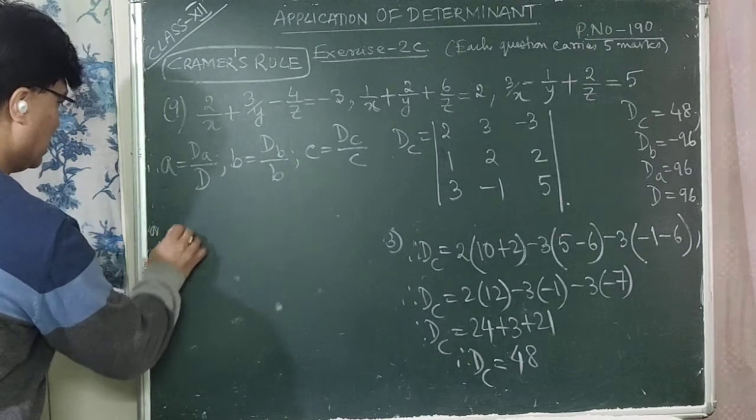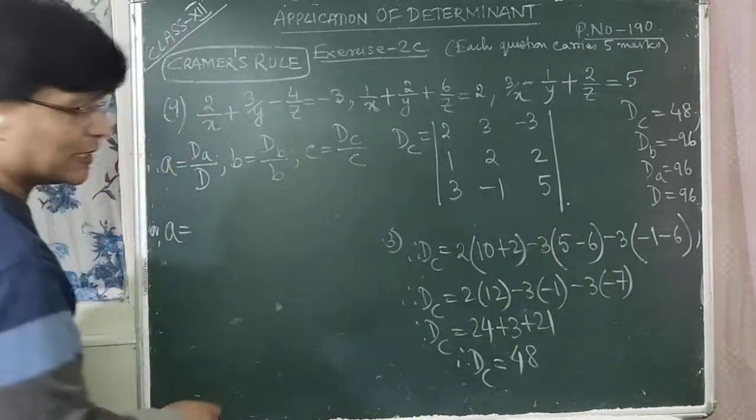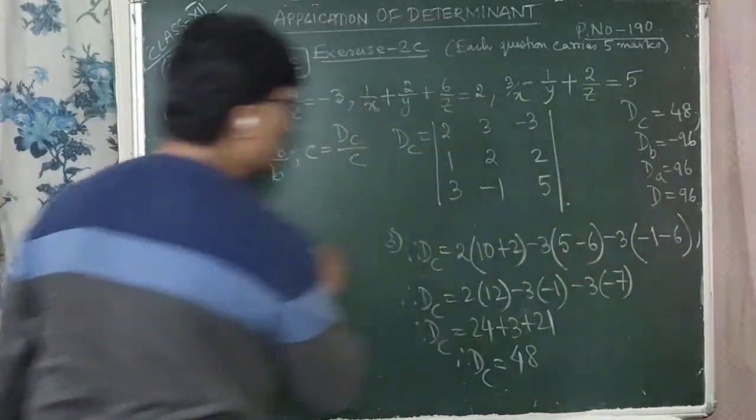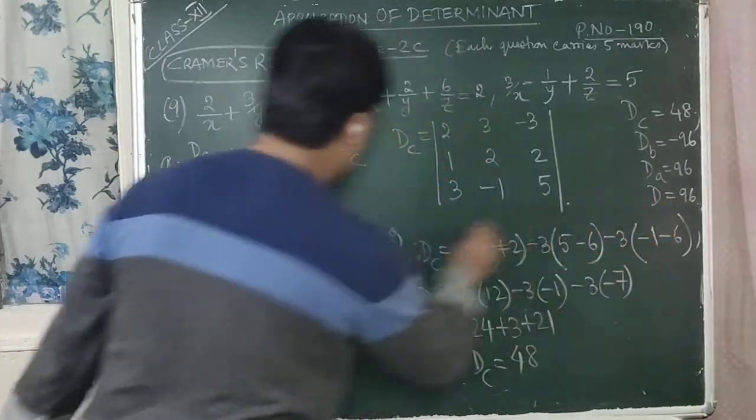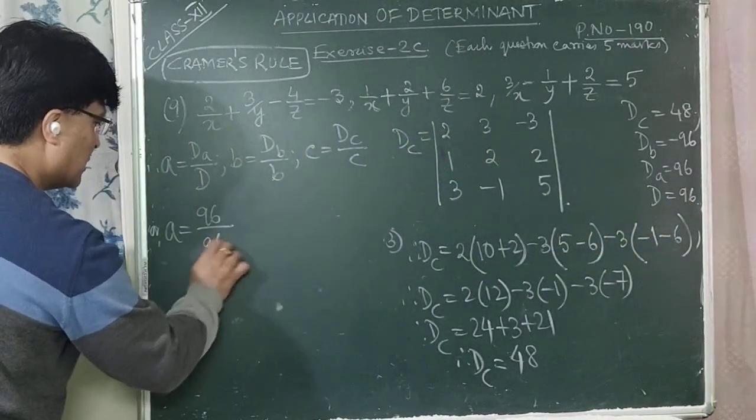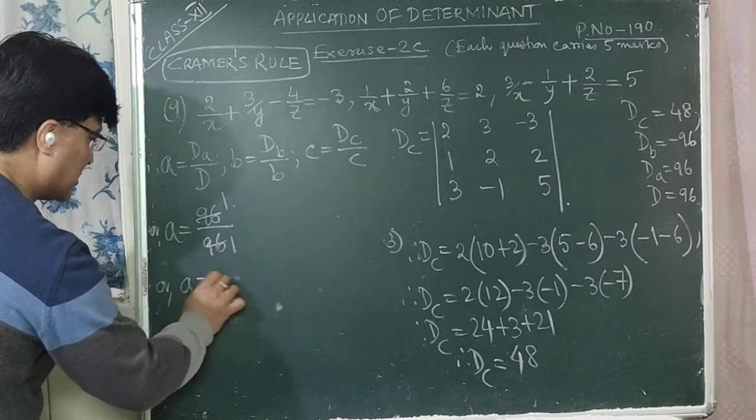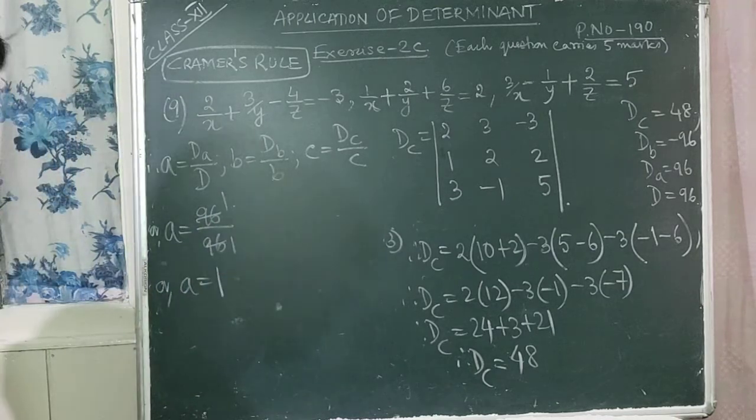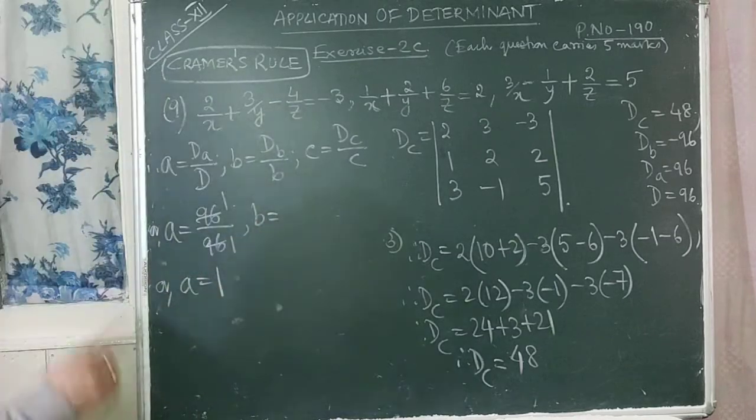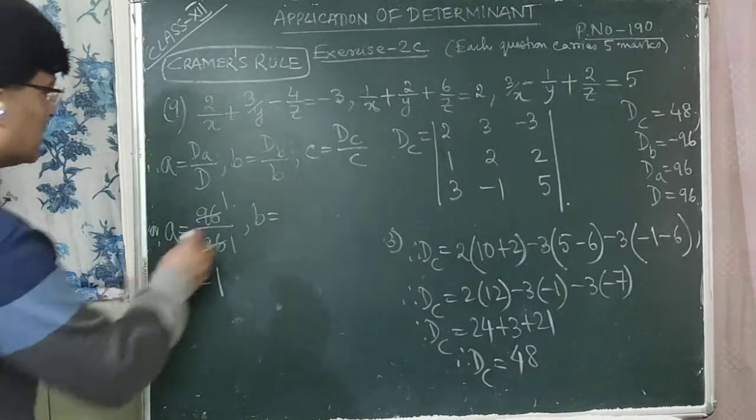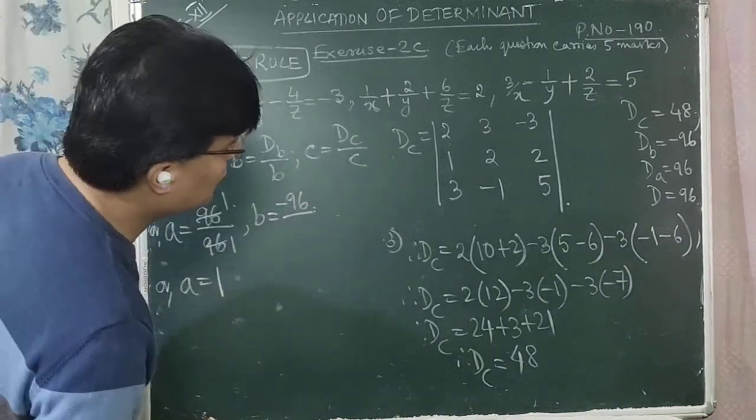Next, A is equal to, what was DA? DA is 96, isn't it? It is 96, divided by, what is the value for D? It is also 96. So 96 ones are 96, 96 ones are 96. That means 96 gets cancelled. So A is equal to what? 1. Again, what is B equal to? What is DB out there? It is minus 96.